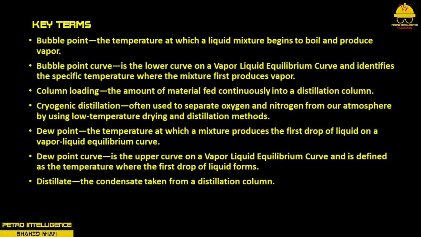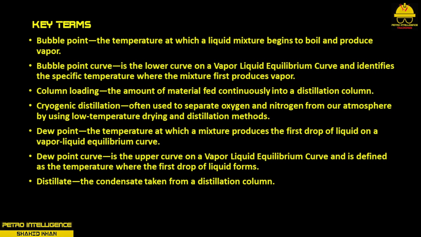Cryogenic distillation is often used to separate oxygen and nitrogen from our atmosphere by using low-temperature drying and distillation methods. Dew point is the temperature at which a mixture produces the first drop of liquid on a vapor-liquid equilibrium curve. Dew point curve is the upper curve on a vapor-liquid equilibrium curve and is defined as the temperature where the first drop of liquid forms.